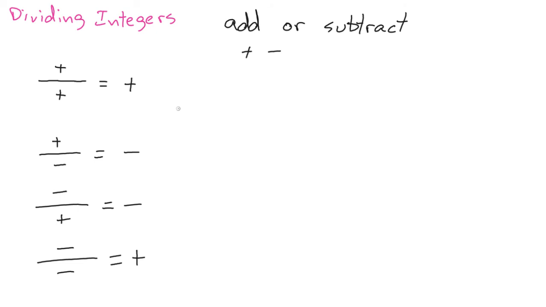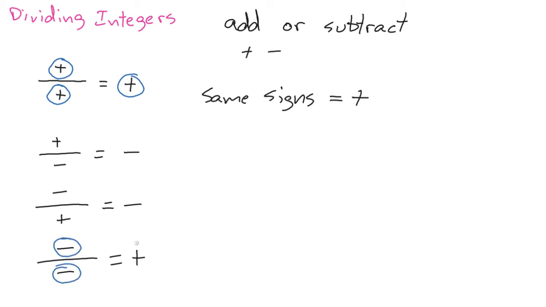Okay, so a rule to remember this by is if you have same signs, meaning you have the same sign on the top as you do on the bottom, your answer or the quotient is going to be positive. Okay, so if you look here, and I'll highlight these in a different color. If you have the same signs, so you have a positive on the top and positive on the bottom, then your quotient is also positive. And the last one here, if you have a negative and a negative, your answer is going to be positive. So same signs is positive.